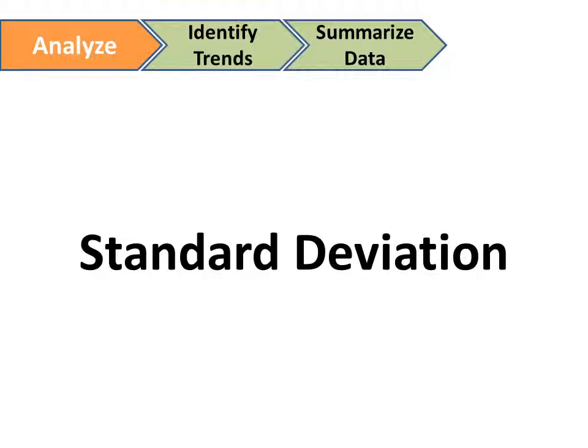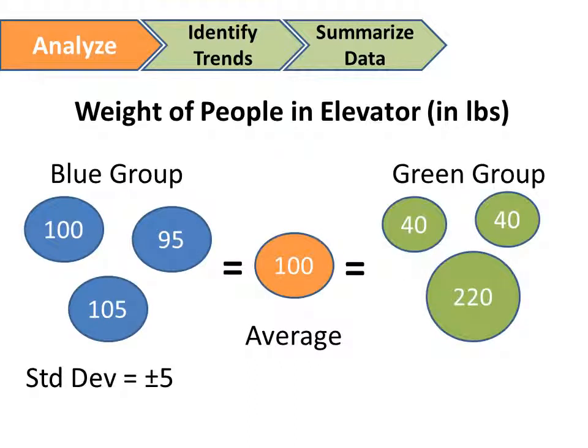You can get a sense of how varied or spread out your data is by calculating the standard deviation of the data set. In our example, the standard deviation for the blue group is 5. That means that we should expect most data values to be within 5 units of the average. However, for the green group, the standard deviation is 103. That's bigger than the average value, so we clearly need another way to summarize this data.